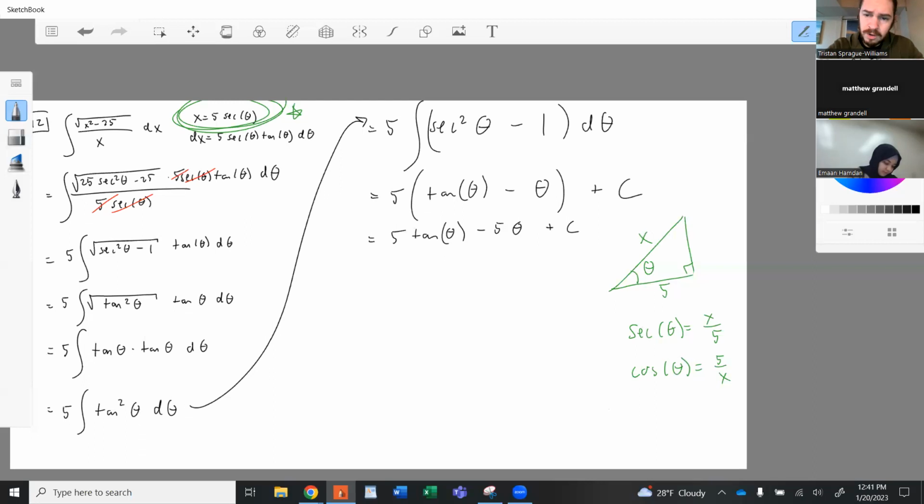So then using our regular Pythagorean identity here, the unknown side that's left over is going to fall into that place there in the Pythagorean identity. And so that is going to be the square root of x squared minus 25. So I'll label it right here on the triangle.